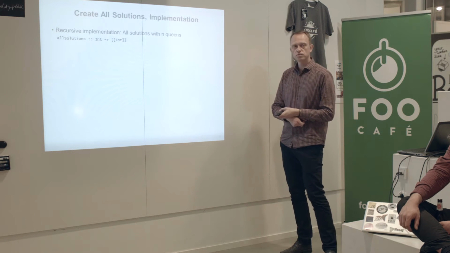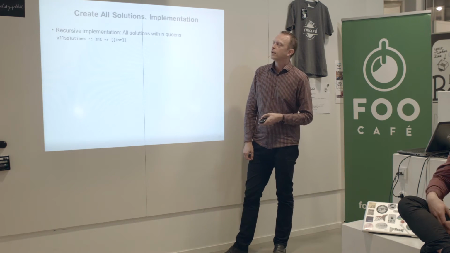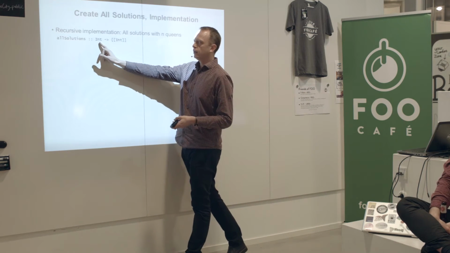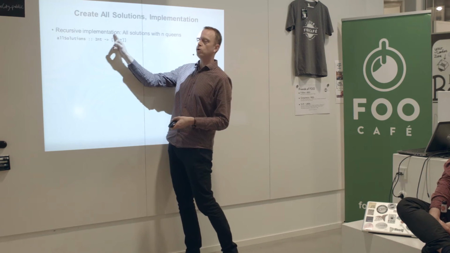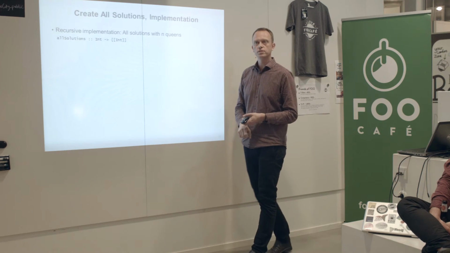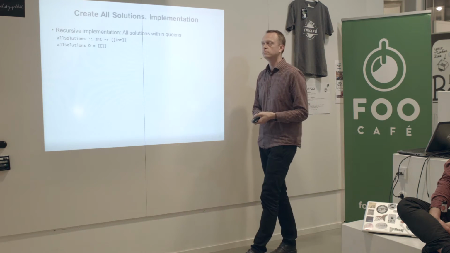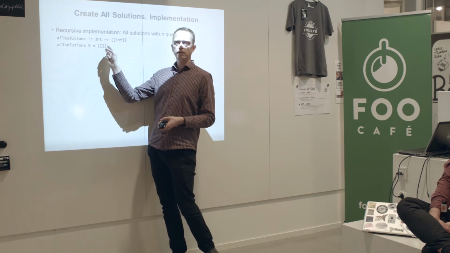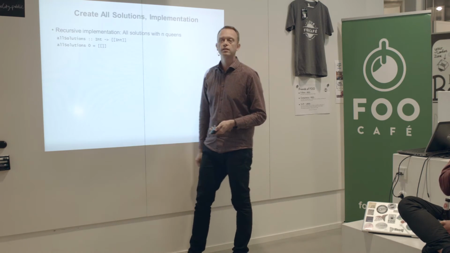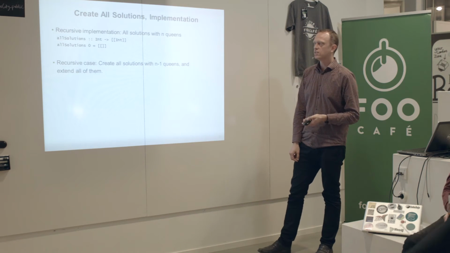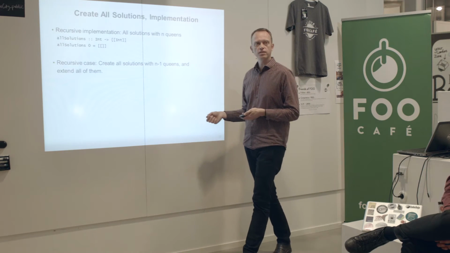So let's do a recursive implementation of this. All solutions is now a function that takes an int representing how many queens we want to place on the board and returns me all the possible ways to place those queens. The base case will be when I have 0. So all solutions applied to 0 is exactly one solution, where I place 0 queens on the board, the empty list. And in the recursive case, I will want to create all solutions with n-1 queens, and then extend all of them.